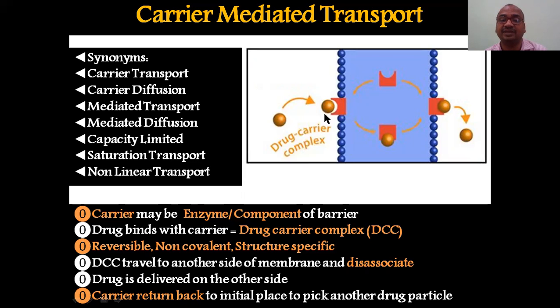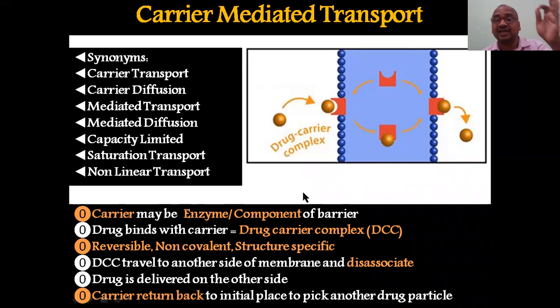So what happens is that this drug carrier complex will transfer to the other side through the membrane like this. Here the drug will be delivered. So the carrier again comes back. See here how the carrier comes back. Again a fresh molecule of the drug will be taken up. The same thing you can read here. The carrier may be an enzyme, or it may be any component of the barrier. This barrier consists of the carrier. That point you have to keep in your mind.